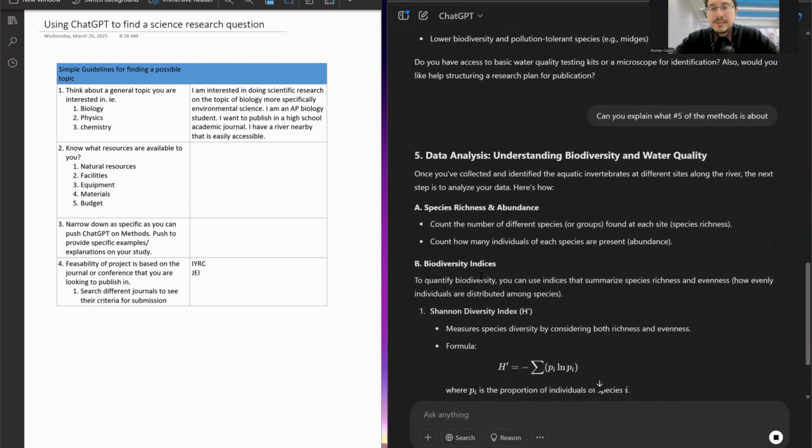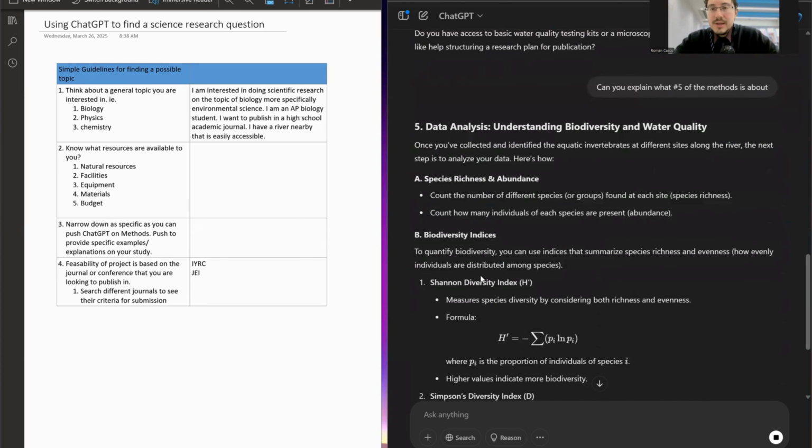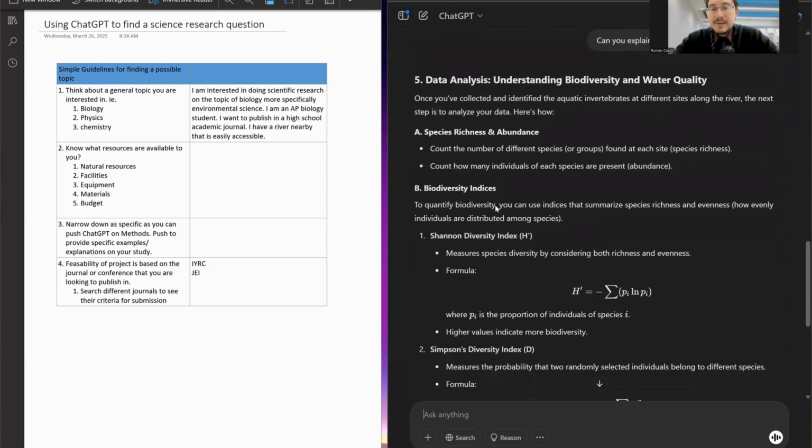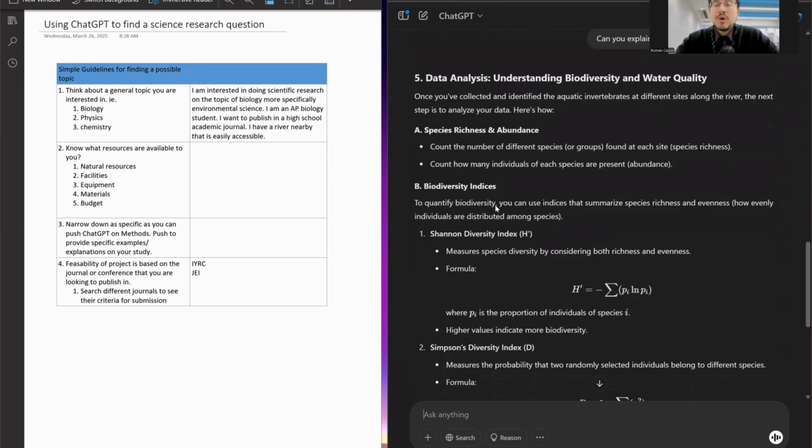"Okay, data analysis, understanding biodiversity and water quality. Once you've collected and identified aquatic invertebrates at different sites along the river, the next step is to analyze your data." Right? So this is already that you've collected all the different types of little insects. You can calculate several things, right? There's something called species richness and abundance, right? Or you count the number of different species. That already is results. It's already telling you something about your site, right?